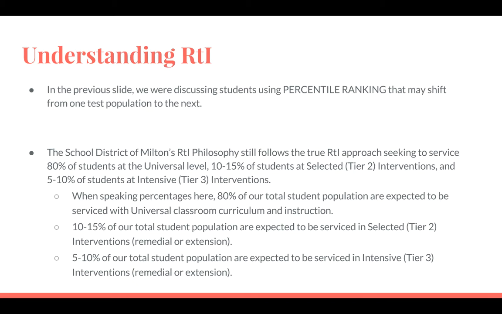When speaking percentages here, 80% of our total student population are expected to be serviced in the universal classroom curriculum and instruction. 10 to 15% of our total student population are expected to be serviced in the selected Tier 2 interventions, both remedial and extension, and 5 to 10% of our total student population are expected to be serviced in the intensive Tier 3 interventions for both remedial and extension.